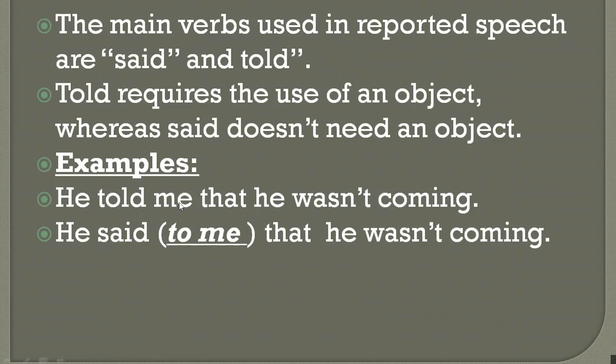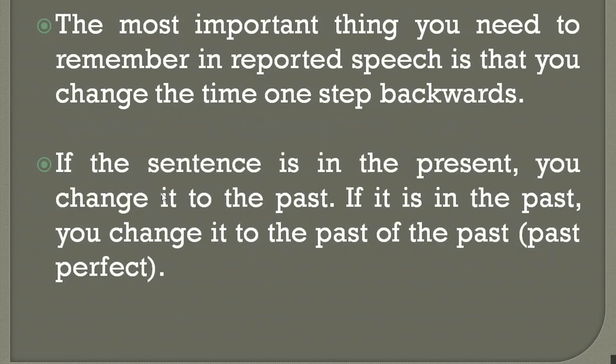So the object in the situation is the pronoun me, I, you, and so on, that he wasn't coming. If you want to rewrite the same sentence using said, you can say that he said that he wasn't coming. Now, you could also add to me, but it's optional. It's not required. You can just say he said that he wasn't coming without an object, or you can say he said to me that he wasn't coming with an object, but it's optional. Here it's not optional.